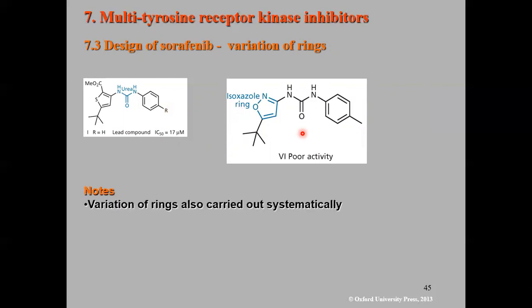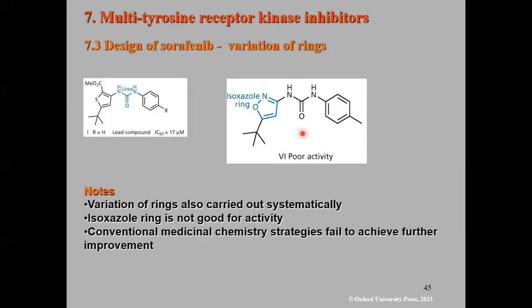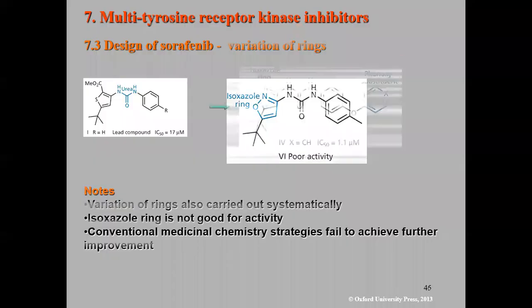So as I said, variation of rings was also carried out systematically. The isoxazole ring is not good for activity. The conventional medicinal chemistry strategies fail to achieve further improvements because the best analog they got was compound number 2, the one that you saw in the previous slide. All right, then they decided to follow another approach. What's the other approach that they followed?